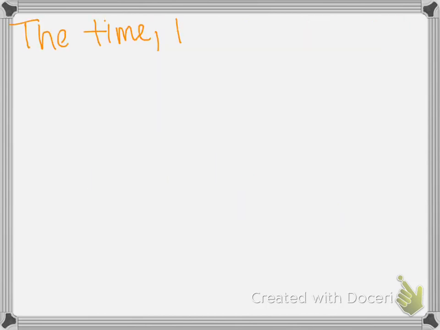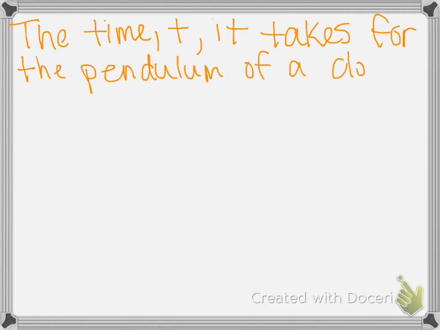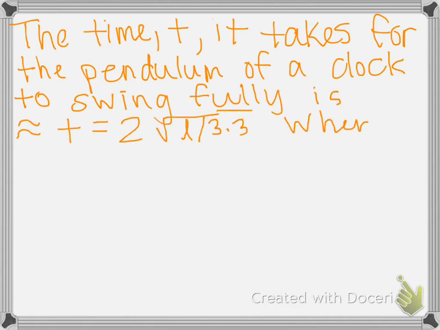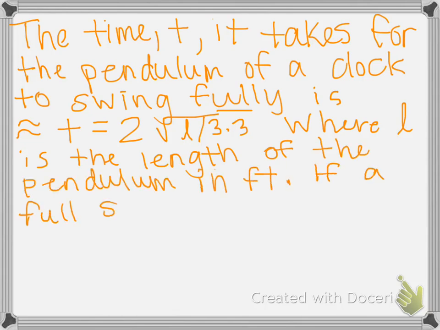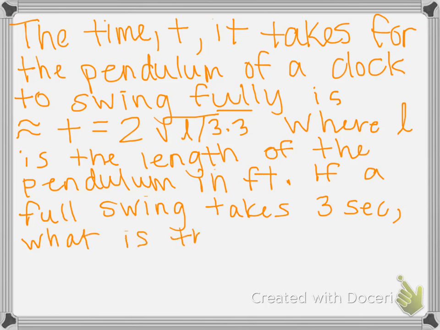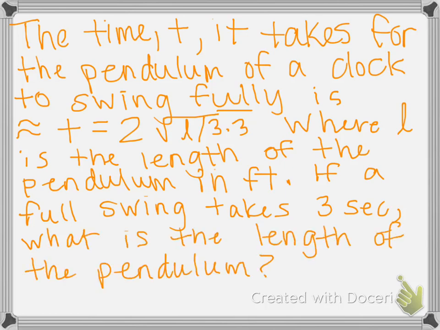Next thing we're going to do is use a radical equation to solve a word problem. So, the time t it takes for the pendulum of a clock to swing fully is approximately t equals 2 times the square root of L divided by 3.3, where L is the length of the pendulum in feet. If a full swing takes 3 seconds, what is the length of the pendulum? Now we are given an equation in this, and we are also given what our t is meant to equal. So we will plug that in and solve the equation from there.